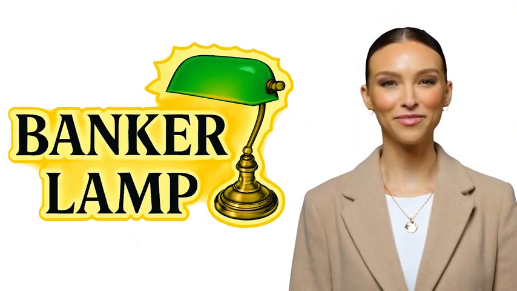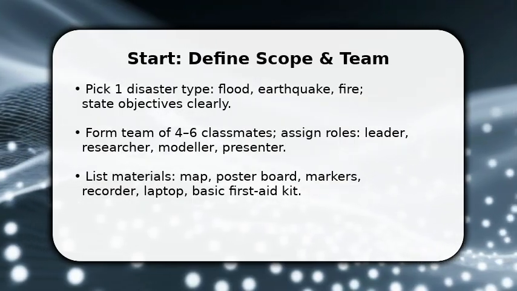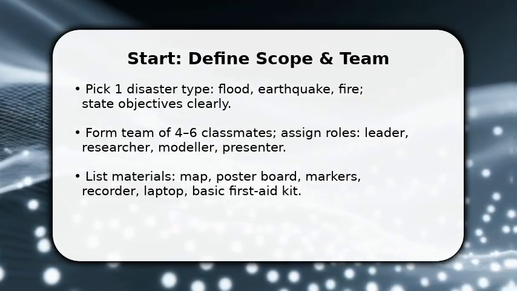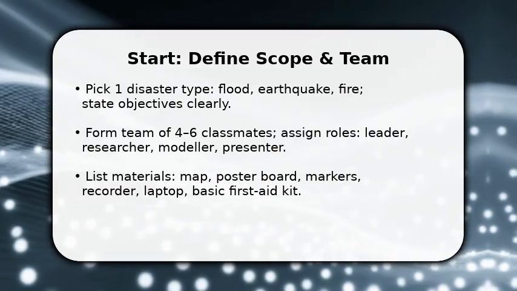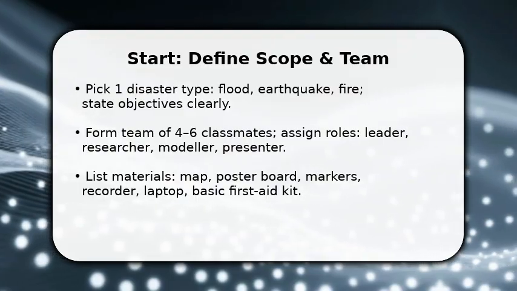Please enjoy the video. You begin by choosing one disaster, flood, earthquake, or fire, and defining what your project will prove or teach. You build a 4-6 person team and assign roles so tasks run in parallel. This saves time and avoids overlap.